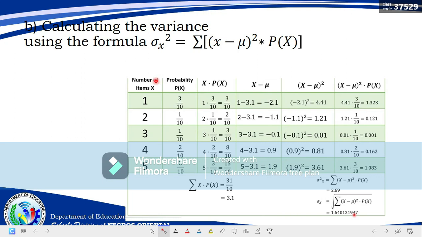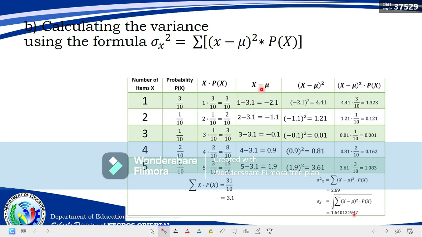So the number of items is here, the probability p of x. Then you multiply x times p of x. You have it here, and you have the solution for the mean. And you have your x minus mean. You are familiar with solving the variance and mean absolute deviation. The variance, we're done discussing this in our previous videos, so this is familiar to you.